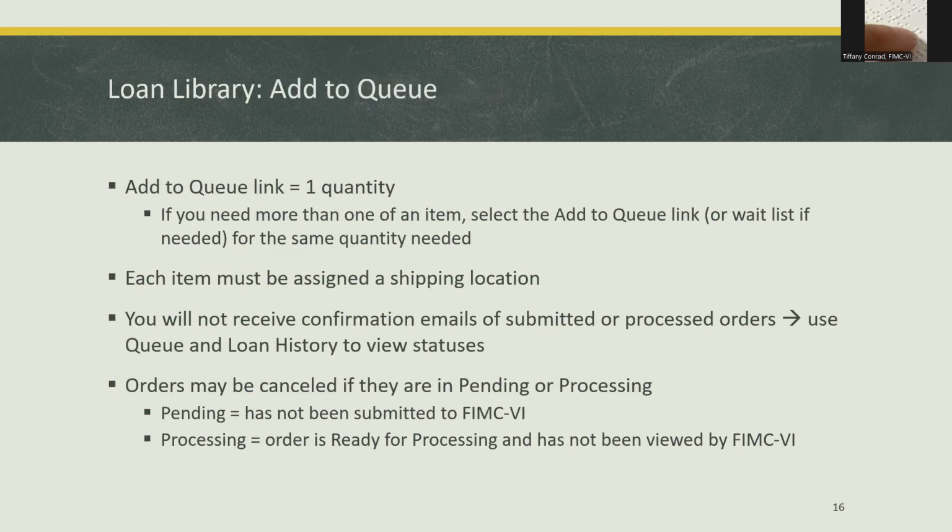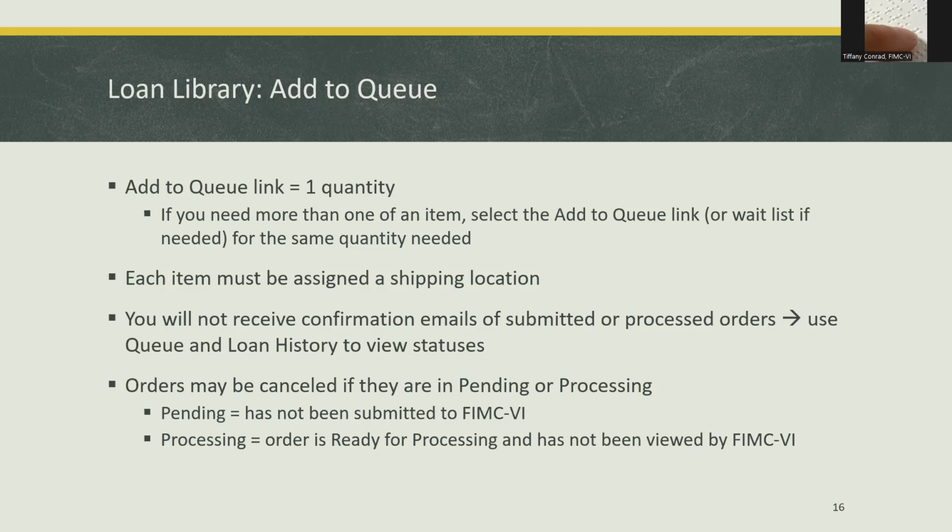So the loan library, just like APH, has the add to queue link, which once again, you click once for each time you need an item. Keep in mind that teachers and staff can only borrow up to 2 magnification or braille display devices to trial with a student at a time, just to help make sure everyone has the opportunity to borrow materials from the loan library.